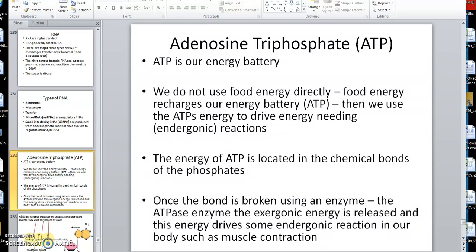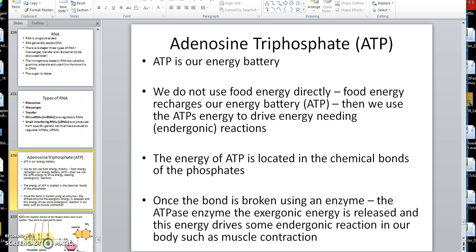Okay, now we're going to talk about ATP, adenosine triphosphate. I set this within the DNA RNA section, even though it has absolutely nothing to do with genetics. You see, in chemistry, one chemical can act in many different roles, and they don't have to have anything to do with one another. Adenosine triphosphate has the same ingredients, I guess you could say, as DNA and RNA.